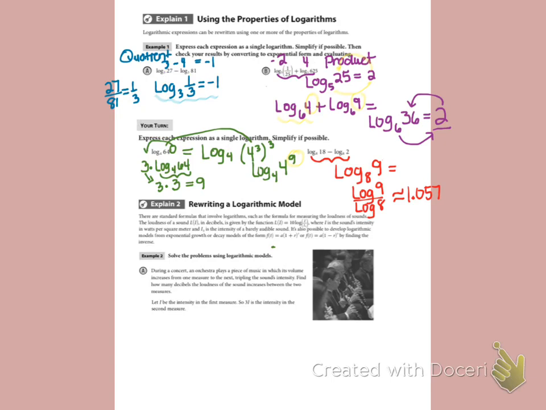So that's called the change of base property, and again, that's handy in cases of things that are just not easy to evaluate in whatever base they are to begin with. You can change it to whatever base that you want.